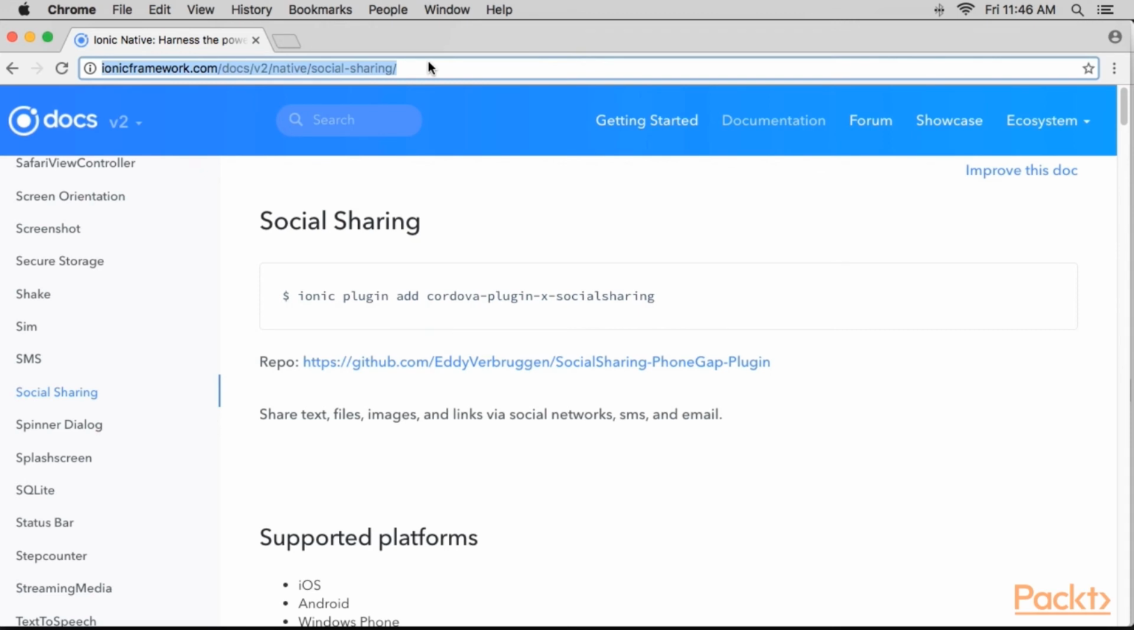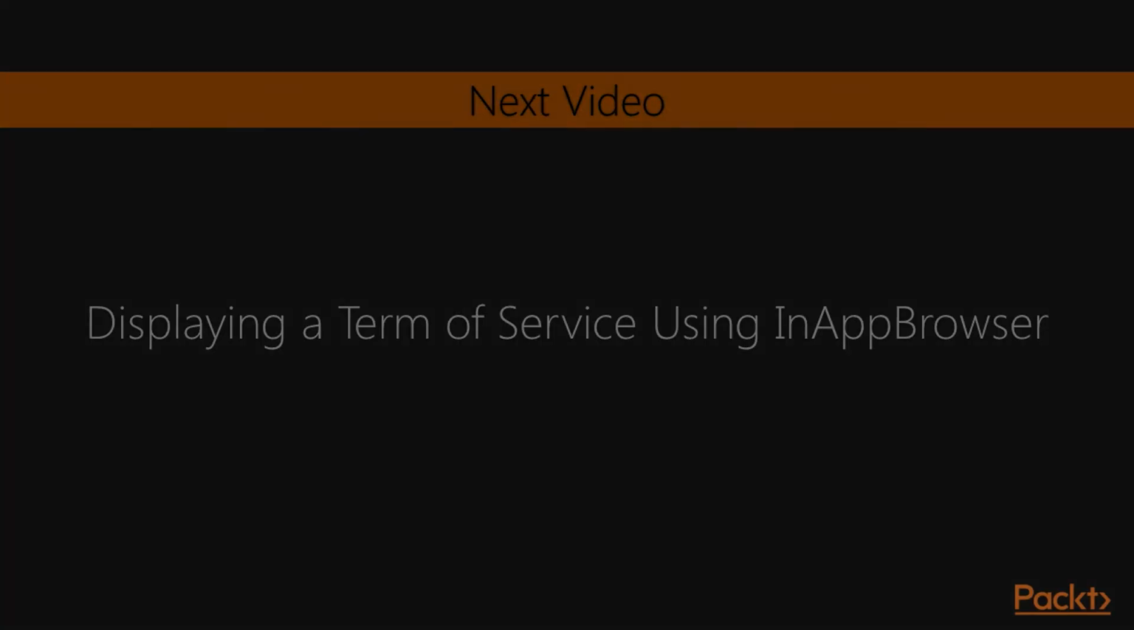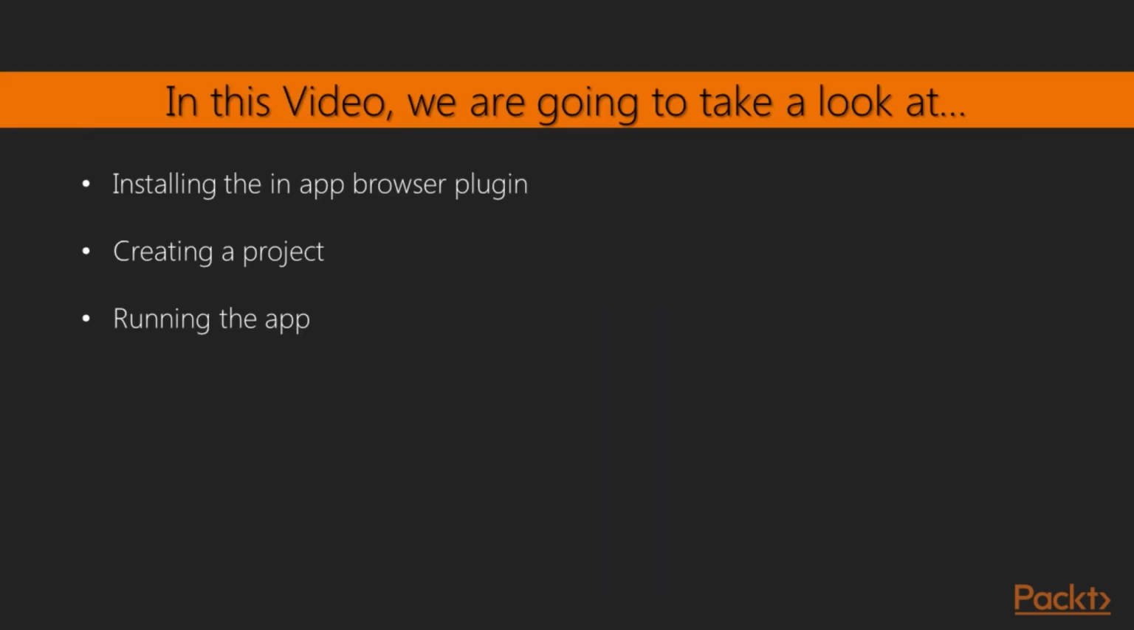In this video, we shared content using the Social Sharing plugin. In the next video, we'll be displaying a term of service using in-app browser. Looking forward to it. Hi, this is the third video of the section, displaying a term of service using in-app browser. In the previous video, we learned to share content using a sharing module. In this video, we'll first install the in-app browser plugin. We'll then create a project and make the changes in different files. We'll finally run the app.